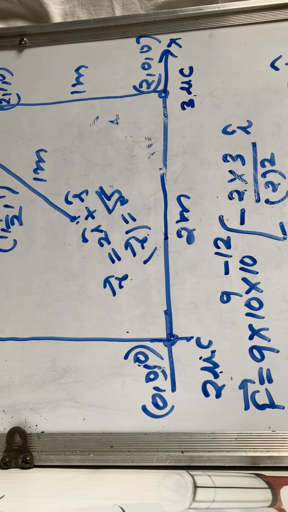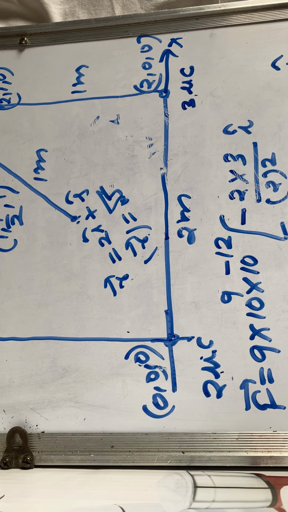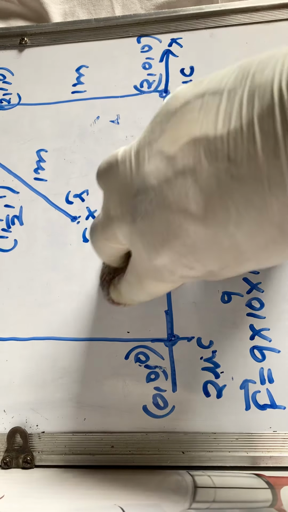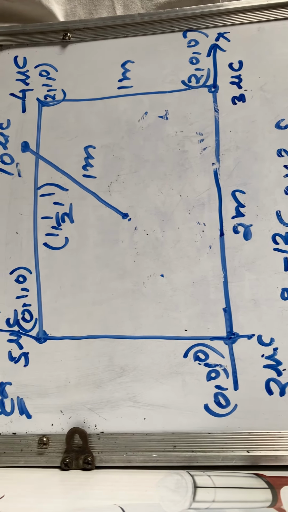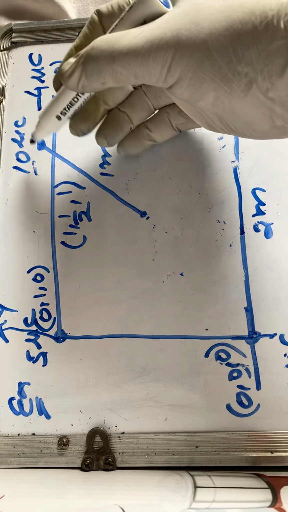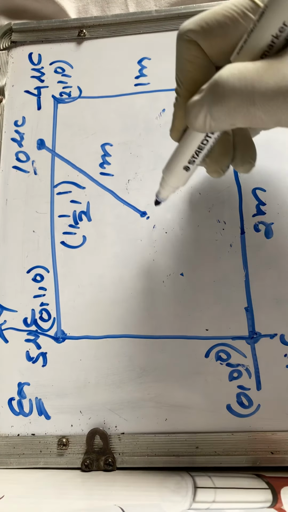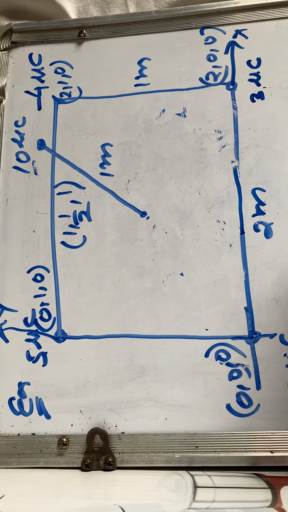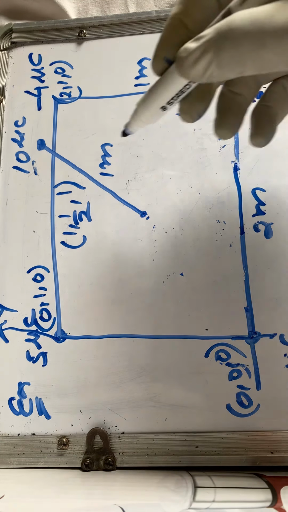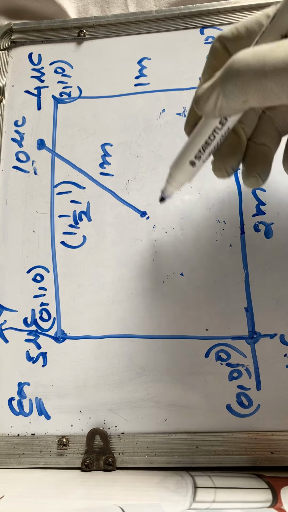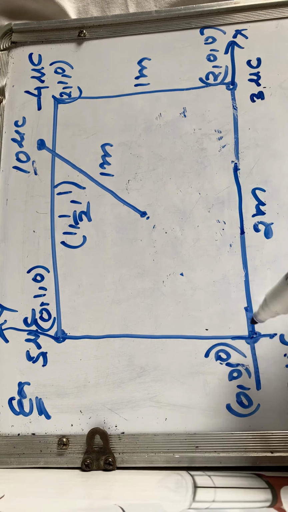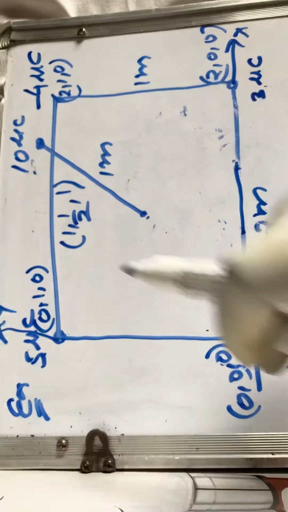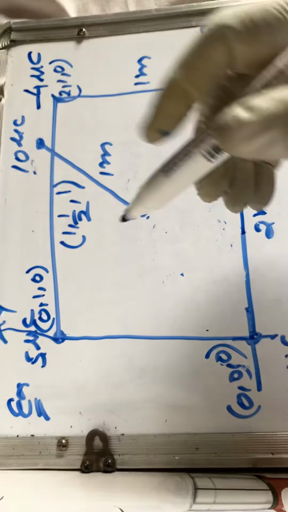Now, the most difficult one comes: the force between the 2 microcoulomb charge and the 10 microcoulomb charge. Now you can see the 10 microcoulomb charge is not in the xy plane, but in xyz space. It's not easy to resolve that force into x, y, and z components. So what I do is, we have to find the force acting on the 2 microcoulomb charge. The 10 and 2 are both positive. The force would be a repulsive force.